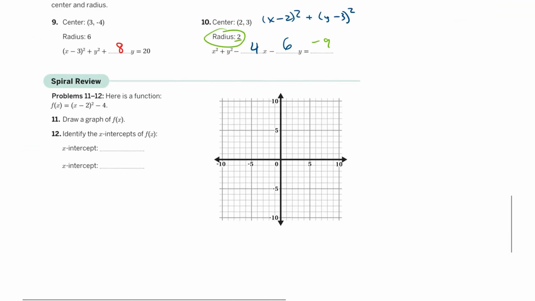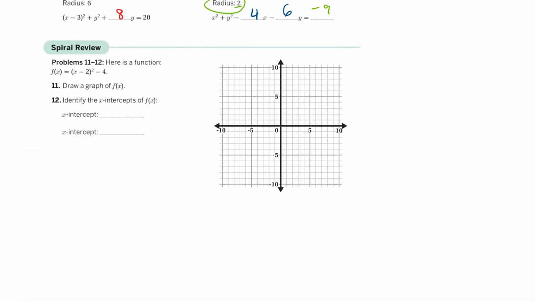All right, let's wrap up with our spiral review here. We got problems 11 and 12. We got (x - 2)^2 - 4. We're asked to draw the graph. So when we're drawing a parabola, we'll probably get more practice on this in class. I feel like we jumped in here expecting you to know how to graph this, and we may not know how to do it just yet.